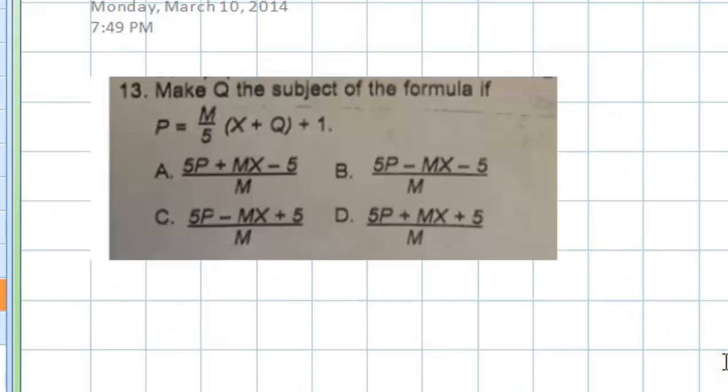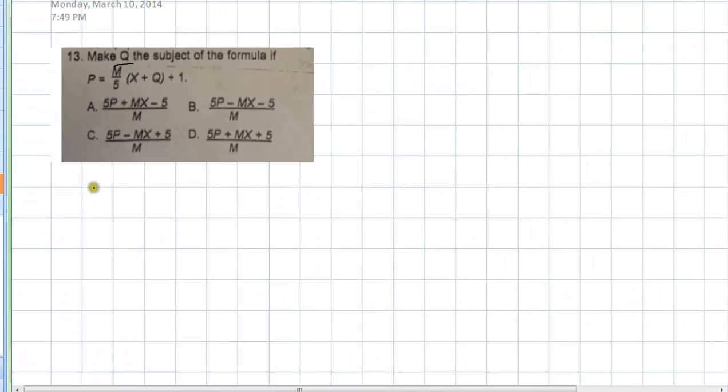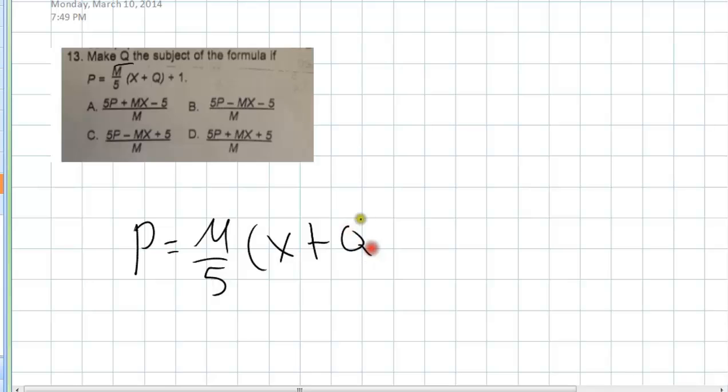Okay, so here we have question 13. And the question says, make Q the subject of the formula if, and then it gives us a formula. What they mean by make Q the subject of the formula is they want us to solve for Q. So I'm going to rewrite the problem here so I can work with it. M over 5 times x plus Q plus 1.